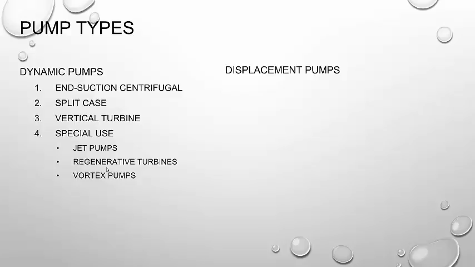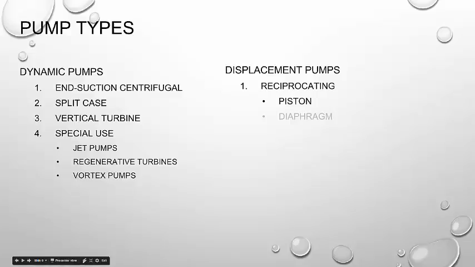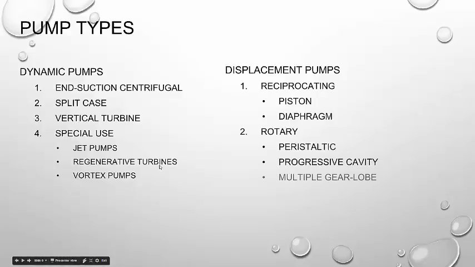Displacement pumps, we have reciprocating, we have piston types, diaphragm types, rotary types, peristaltic, progressive cavity, multiple gear lobe. There's a handful of these, and they're very specific. We see them in the medical industry. We see them in the environmental industry, which is why I'm bringing it up here. Peristaltic pumps are very commonly used when sampling from wells or from water that you don't necessarily want to degas.